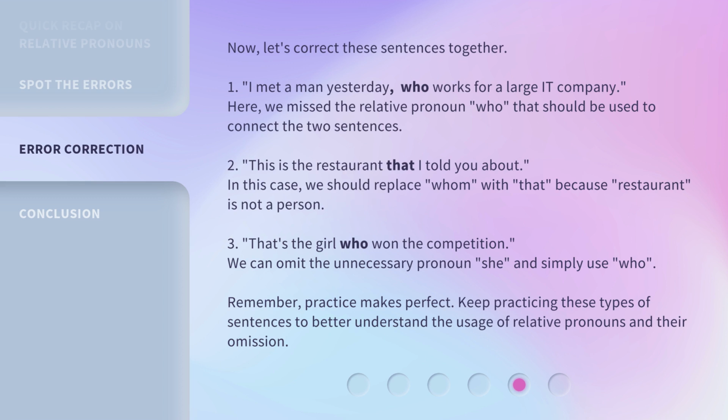2. This is the restaurant that I told you about. In this case, we should replace whom with that, because restaurant is not a person. 3. That's the girl who won the competition. We can omit the unnecessary pronoun she and simply use who.